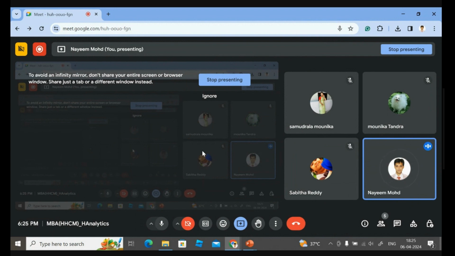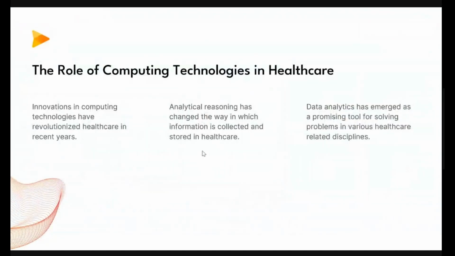We did start about different kinds of block. I can revisit that later whenever we have more time. But as of now, I'm just trying to take you through further into the role of computing technologies in healthcare. As you can see, we are referring to the innovations in computing technologies, which has always been the case.